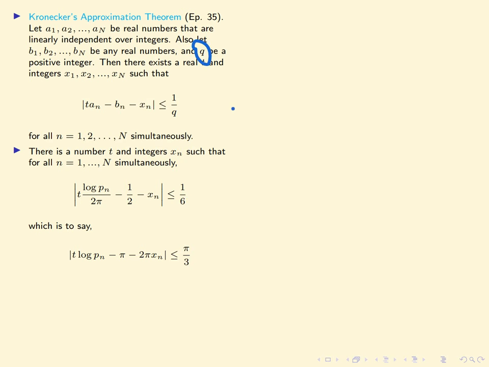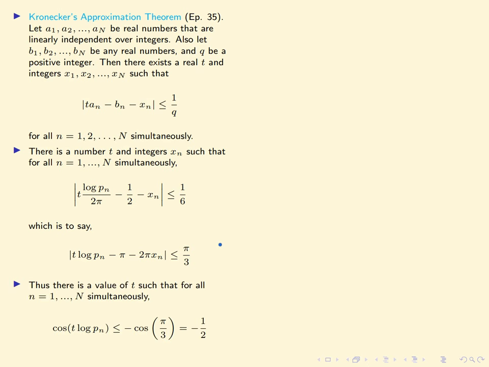So I'm using q equals 6 here. And therefore, if I multiply everything here by 2 pi, I'll cancel out this 2 pi, so t times log of p sub n minus pi minus 2 pi x sub n is less than or equal to pi over 3.